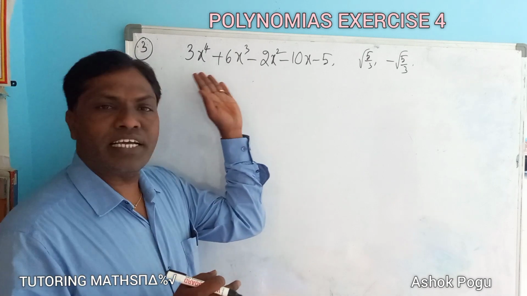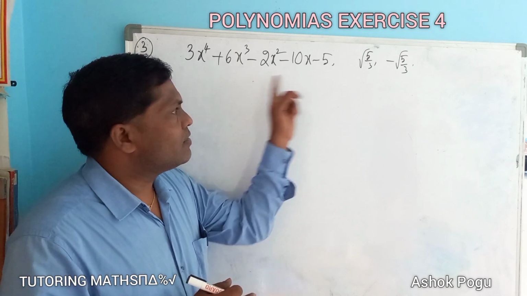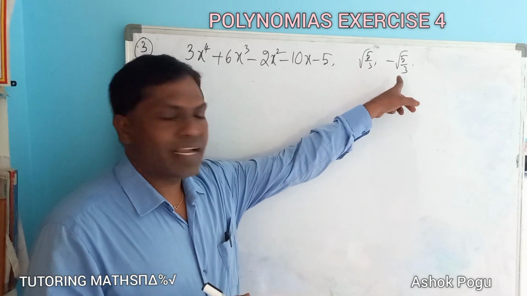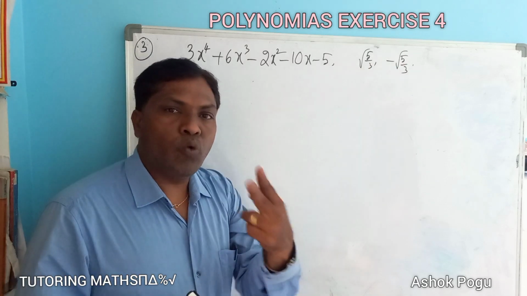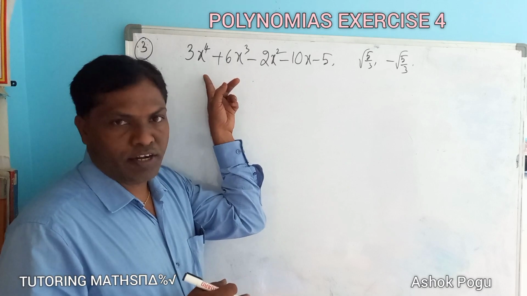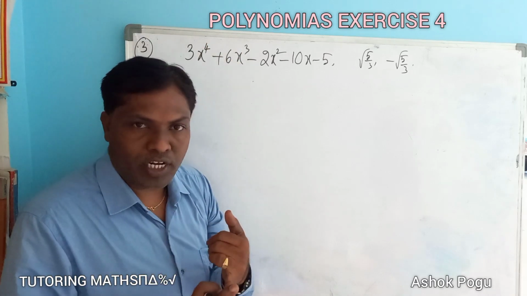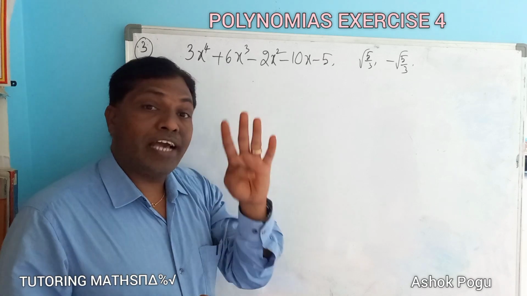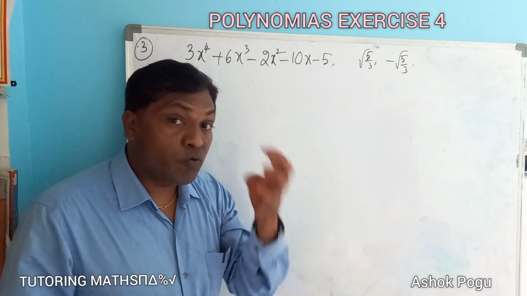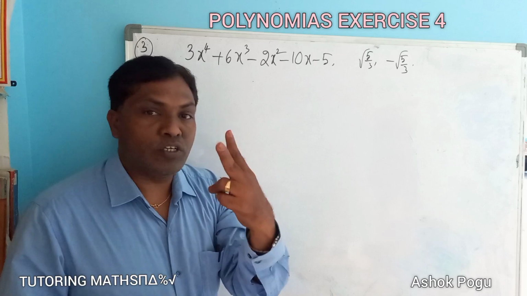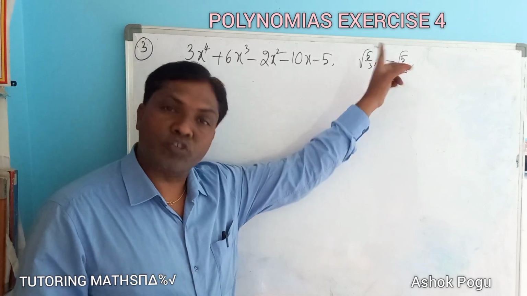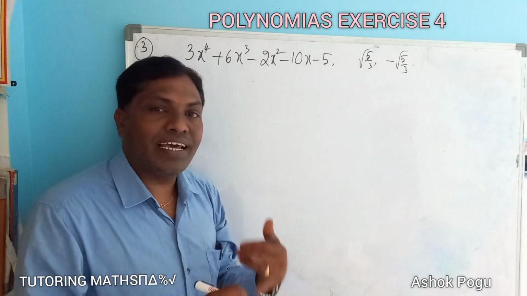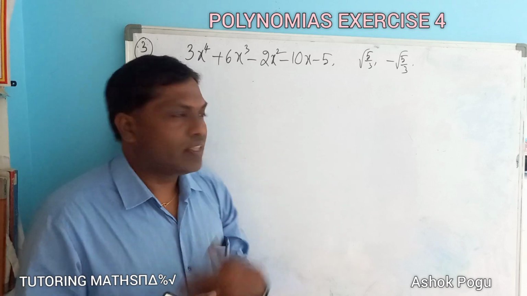And here is the given polynomial. Root 5 by 3 and minus root 5 by 3, these two are zeros of this polynomial. Actually it is a fourth degree polynomial. Fourth degree polynomial means this polynomial has 4 zeros, but out of 4 zeros they have given 2 zeros. They are root 5 by 3 and minus root 5 by 3, and we have to find the remaining 2 zeros. And how do we find?